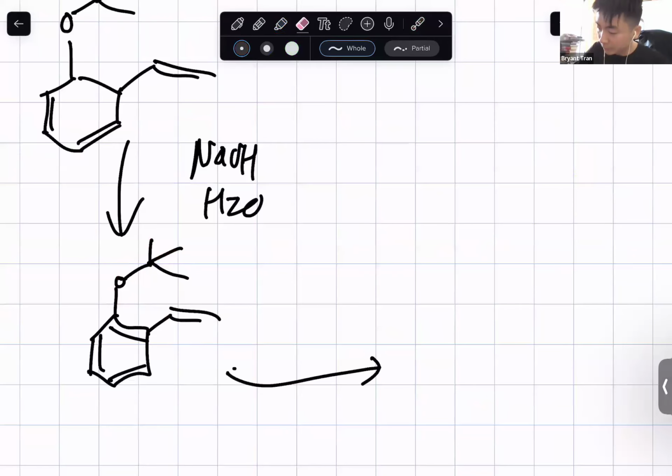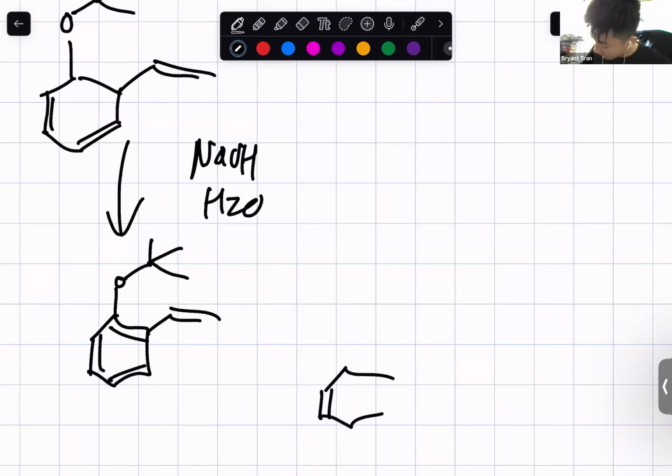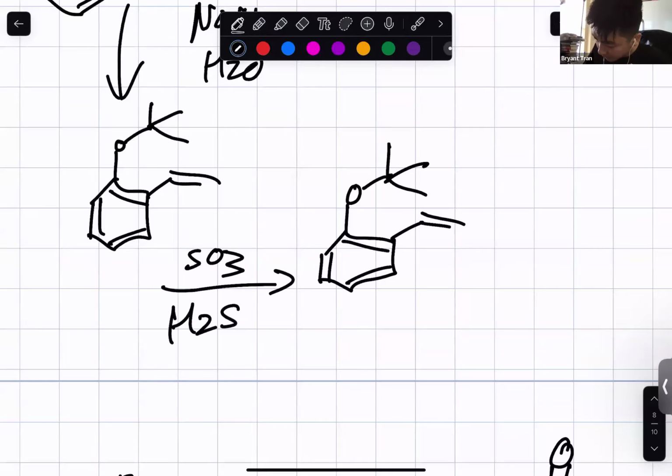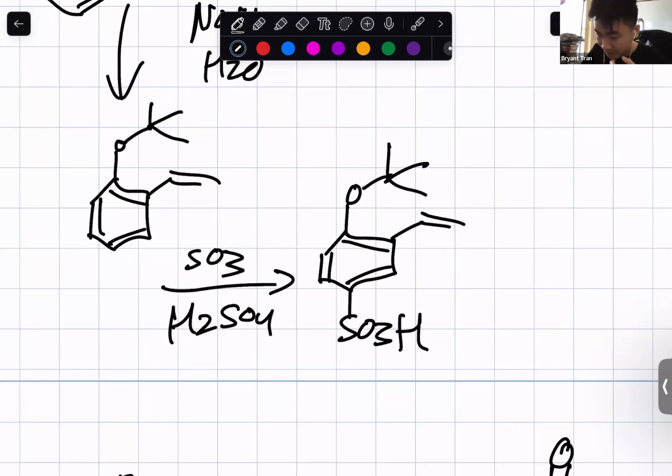But before that, we want to block the para position. How can we block off the para position here? Sulfonation, yep. With SO3, H2SO4. And I just realized the alkene would be destroyed in acidic conditions. So that's why that's a problem.